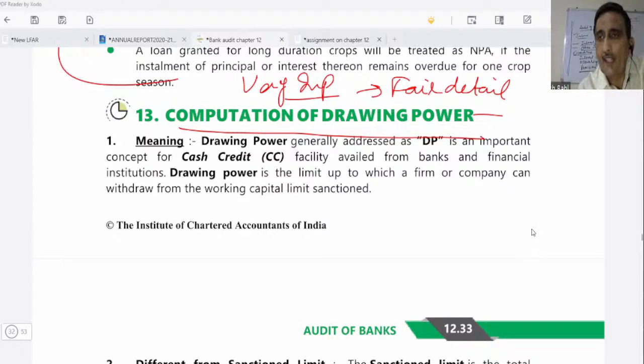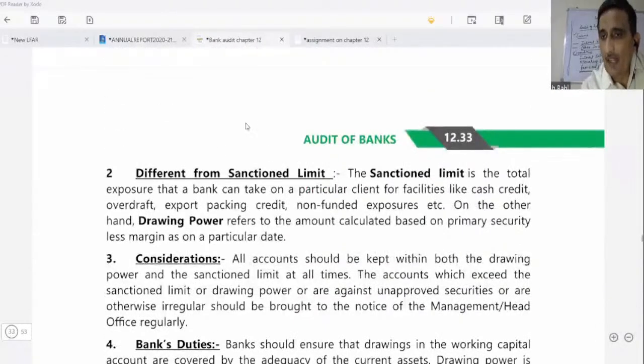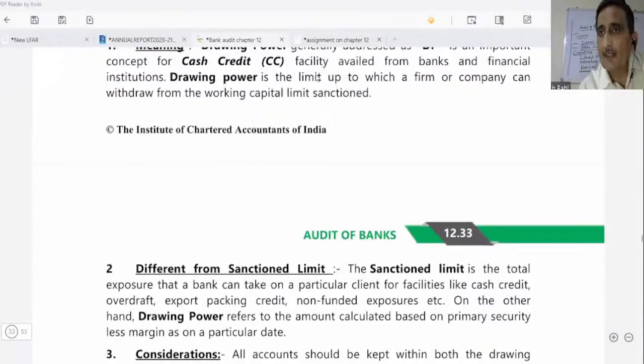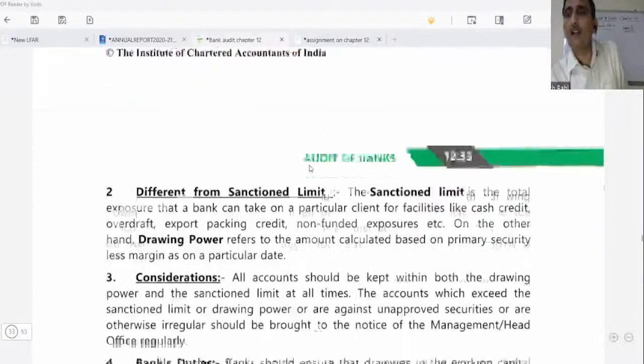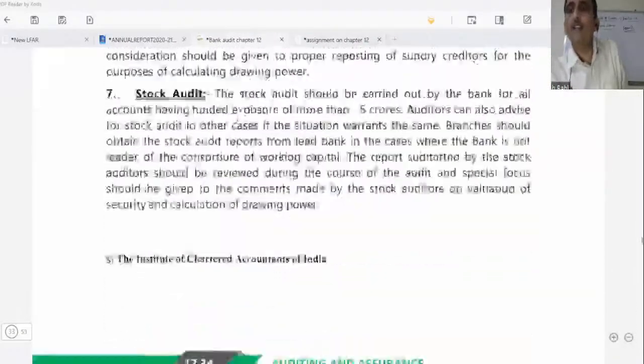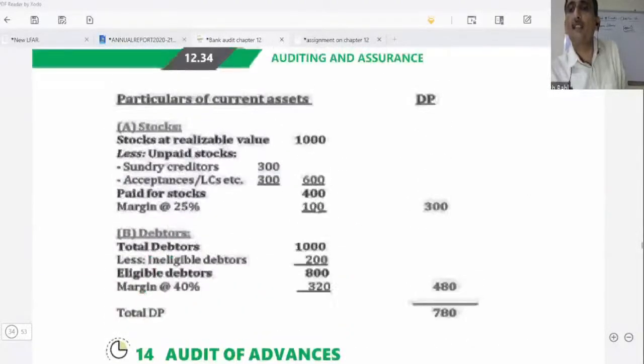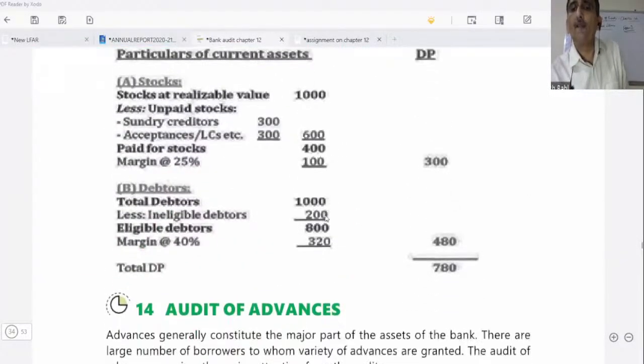Drawing power, what is its meaning? Different from sanction limit. It is the limit up to which a firm or company can withdraw from the working capital limit sanctioned. Now we had just done a practical example of drawing power. So all these things are covered under this. These are just explanations. This is also an example.